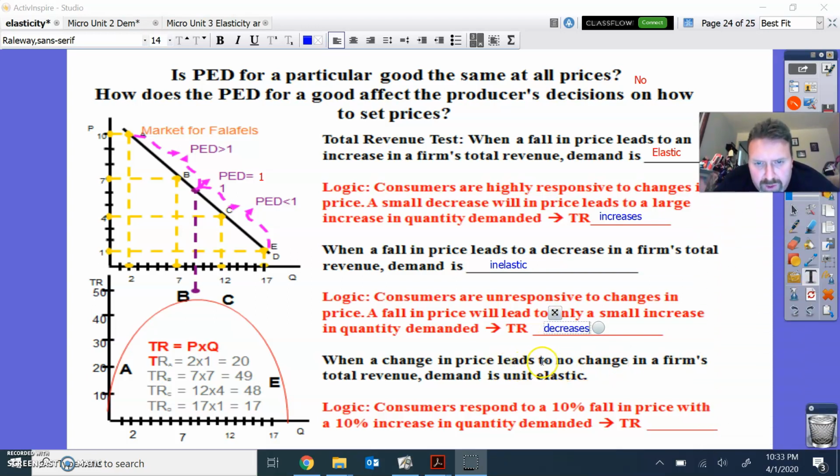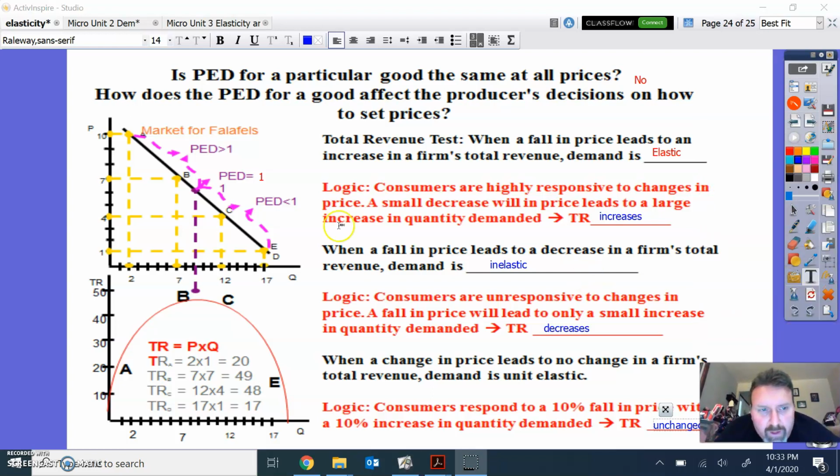So when a change in price leads to no change in a firm's total revenue, demand is unit elastic, okay? Which means that total revenue is unchanged with a 10% fall in price and a 10% increase in quantity demanded. That happens sometimes. So why is this relevant? You now know, or you should know, the upper part of the graph is the elastic part of the graph. The lower part of the graph is the inelastic part of the graph. And right in the middle, somewhere, now it's not always dead set, is where unit elastic is.